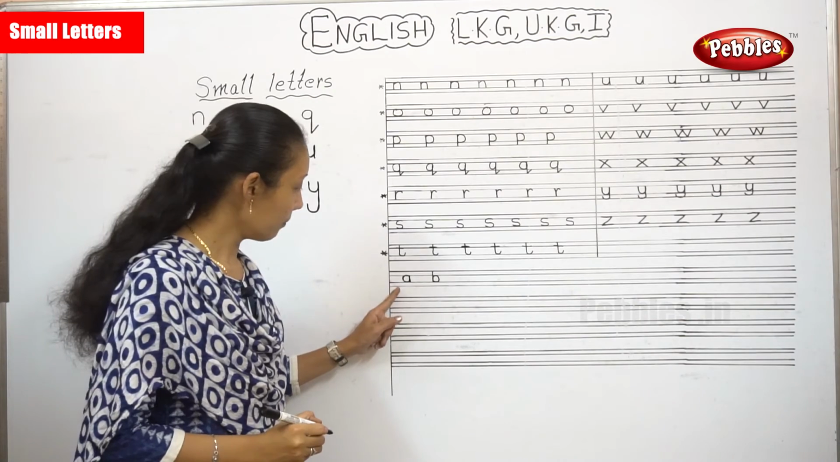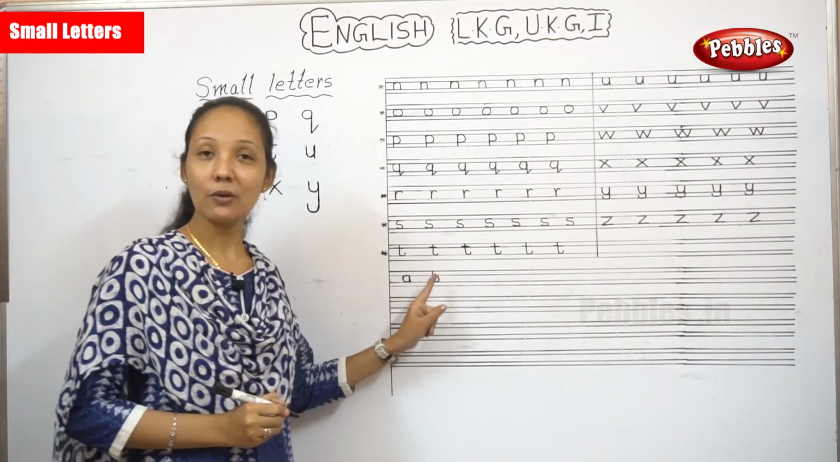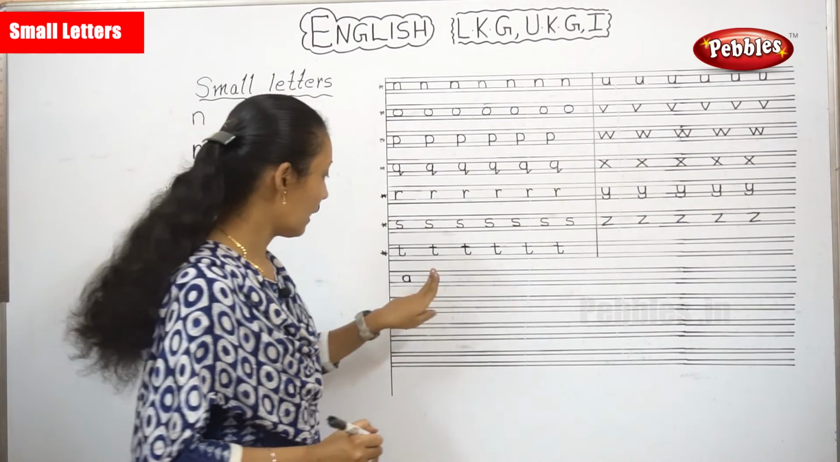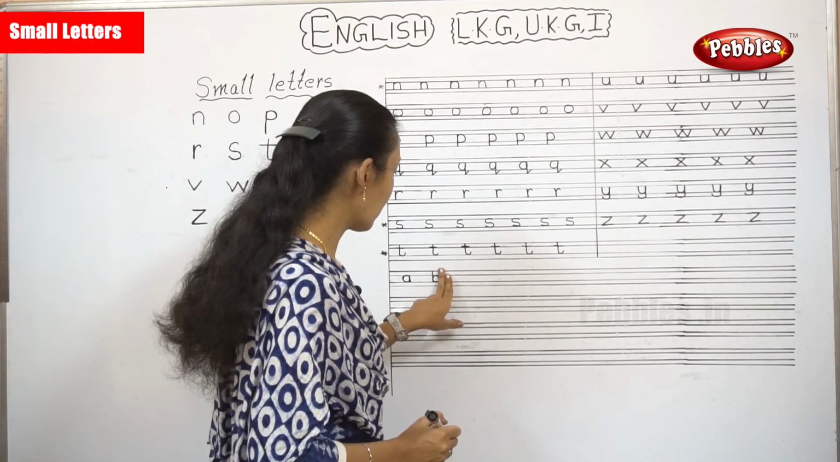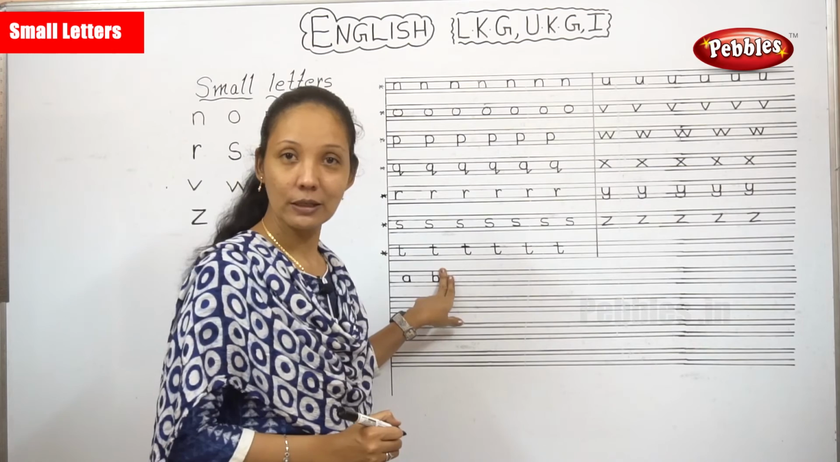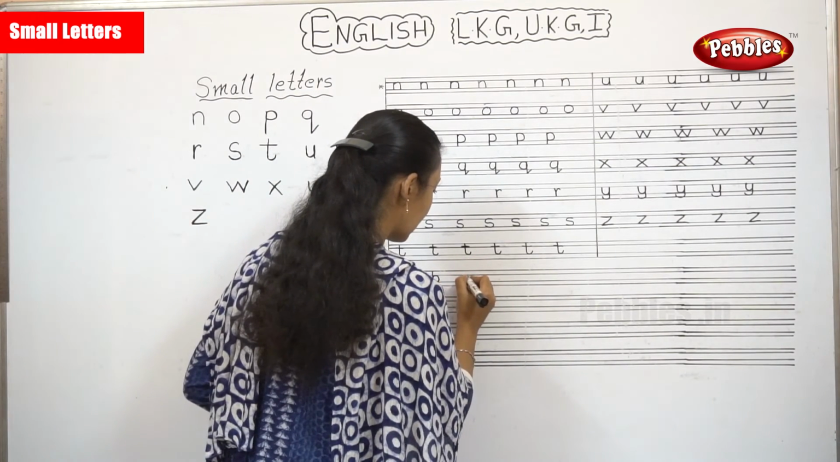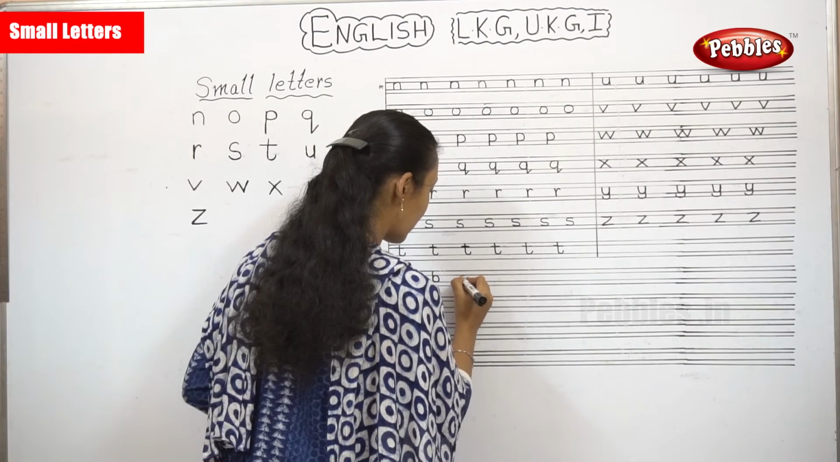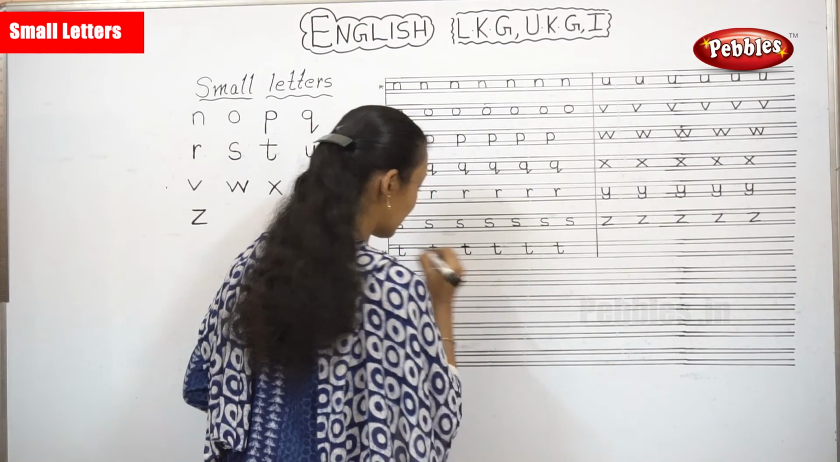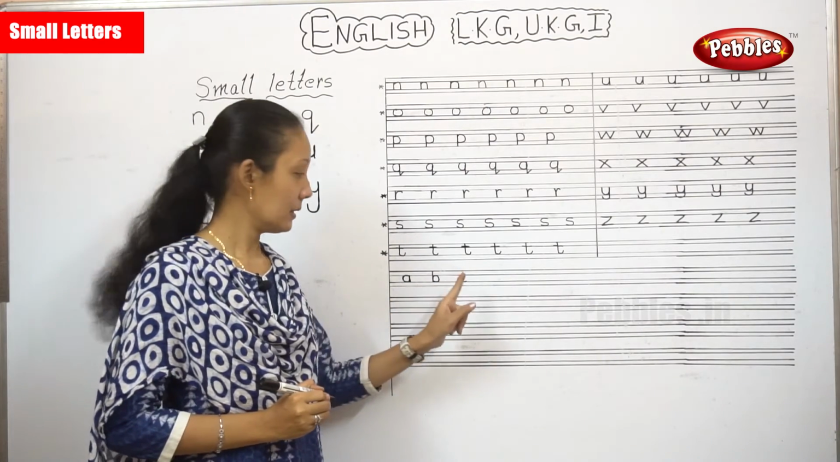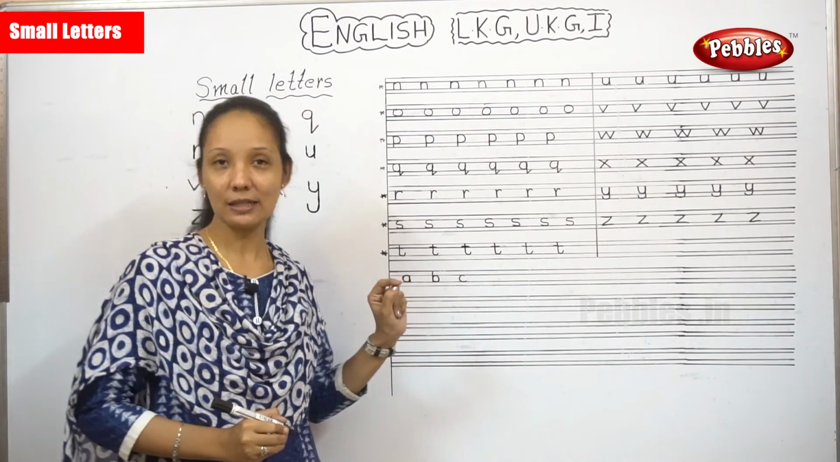Now A, B. Now after B, what are you supposed to do? Yes, your 2-finger space, isn't it? Now again we will place your 2 fingers. Okay, after B, you will write, yes, your small letter C. Into your 2 lines, your small letter C.